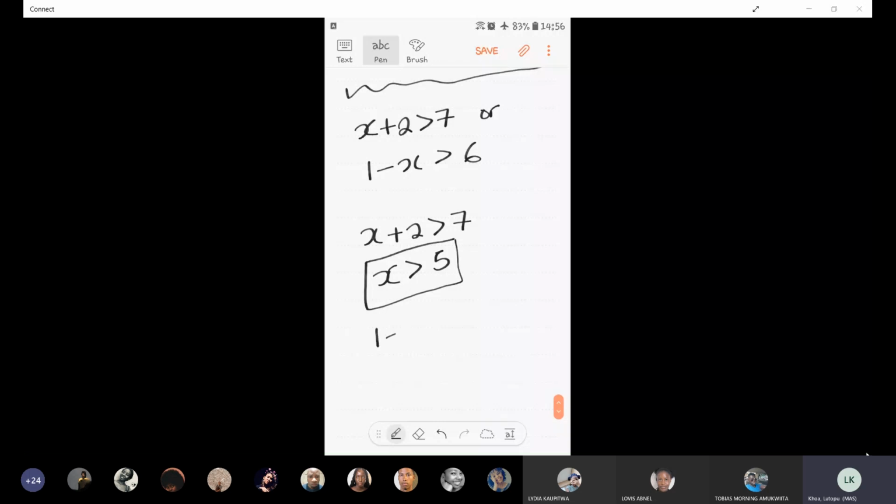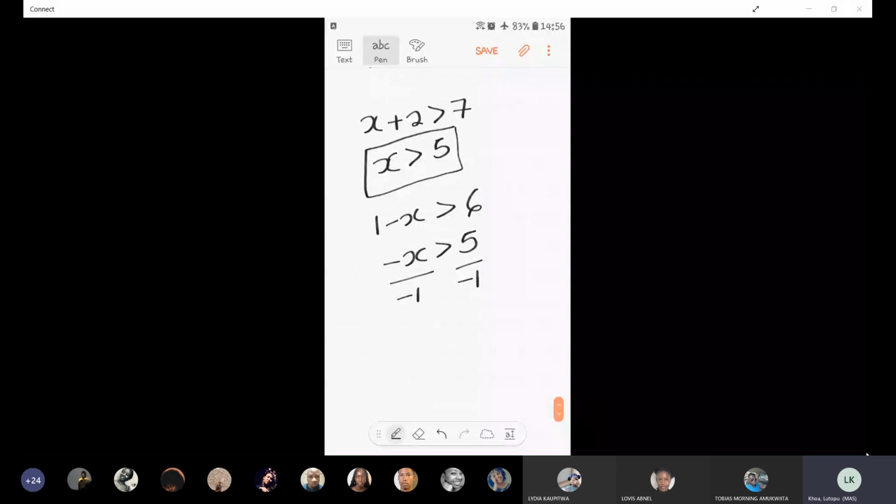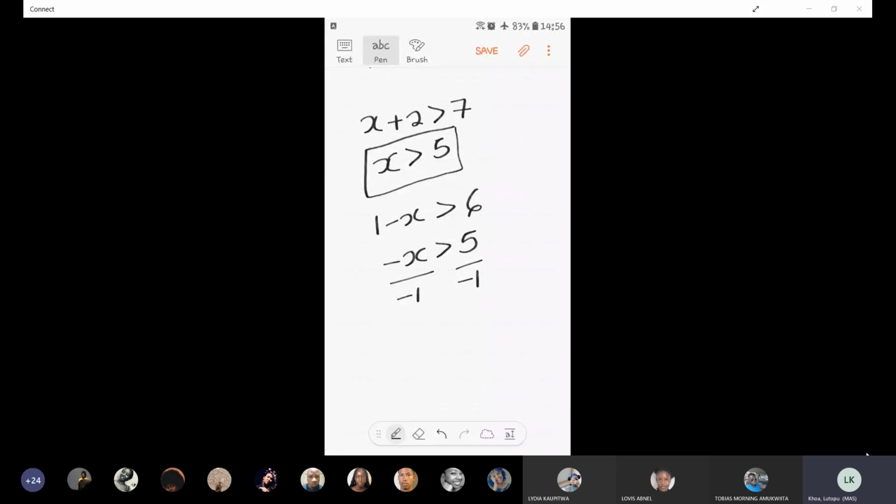And I have 1 minus x is greater than 6. So I will subtract 1 on both sides. So I have minus x greater than 5. And then I will divide by negative 1 on both sides. And then when I divide by negative 1, the inequality changes direction. So I have x is less than negative 5.